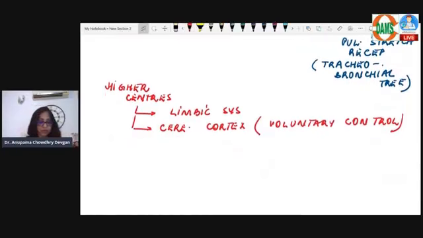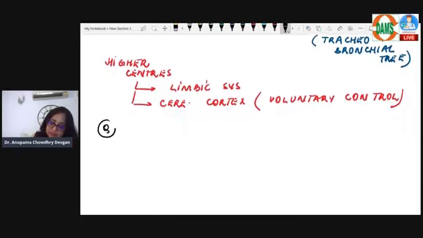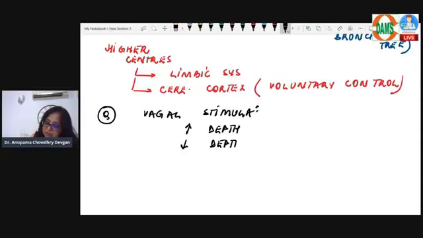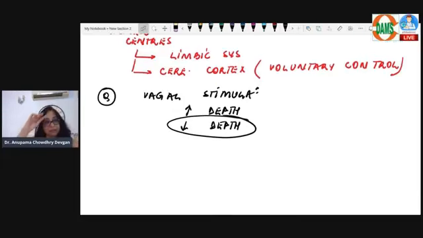Now, to understand this neural control, I will be doing a set of questions with you so that this becomes easy for us to understand. First question: vagal stimulation causes what? Supposing I isolate the vagus and I stimulate it. Does it increase the depth of inspiration or decrease it? It will reduce the depth of inspiration. Remember, vagus will inhibit the depth of inspiration, so it decreases the depth of inspiration.